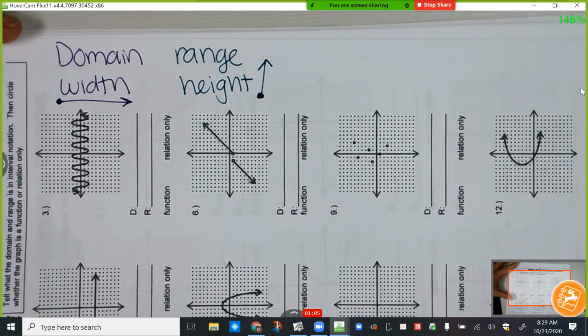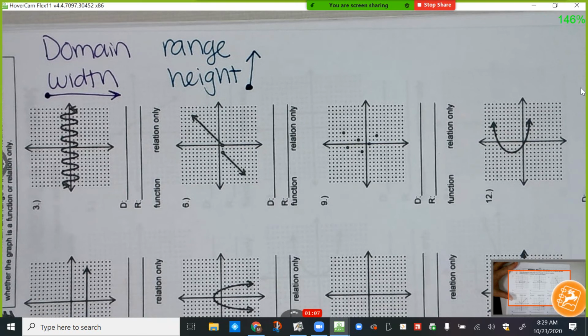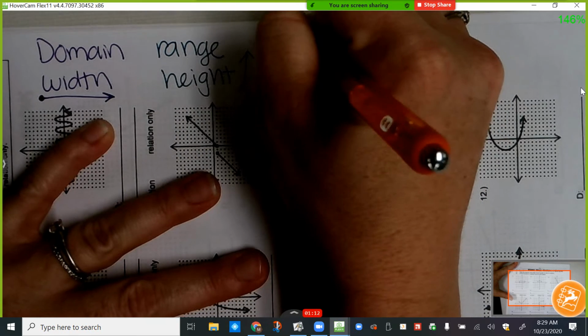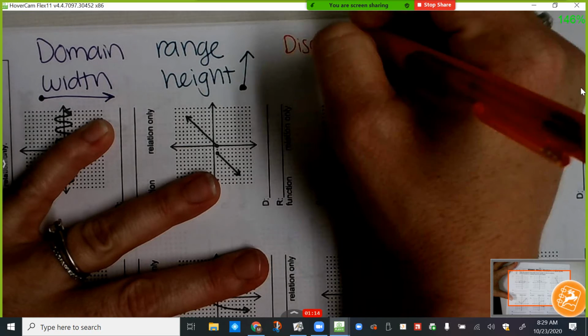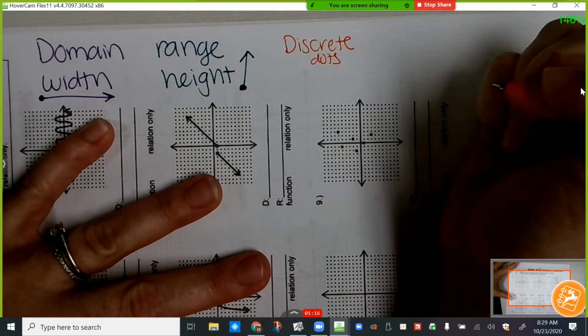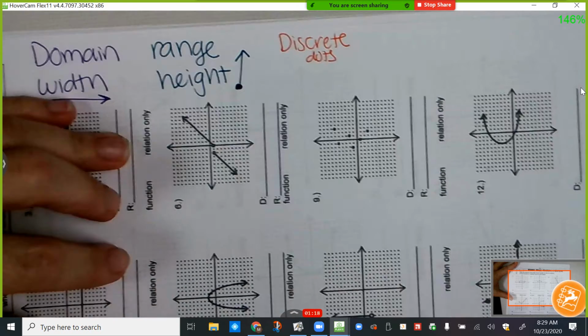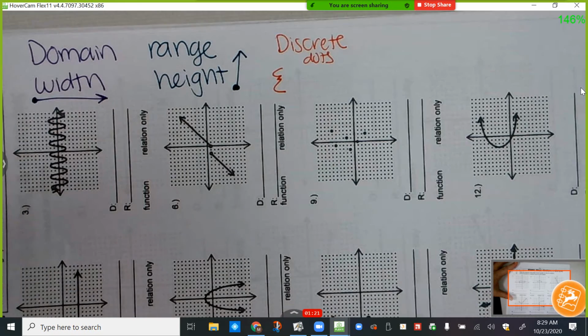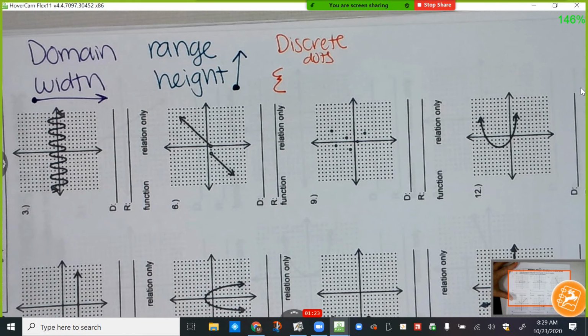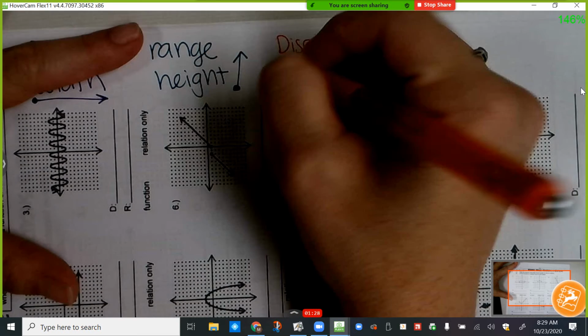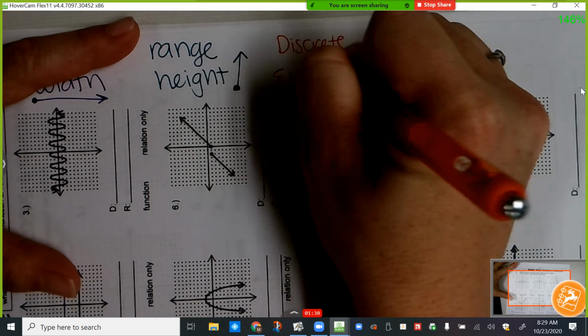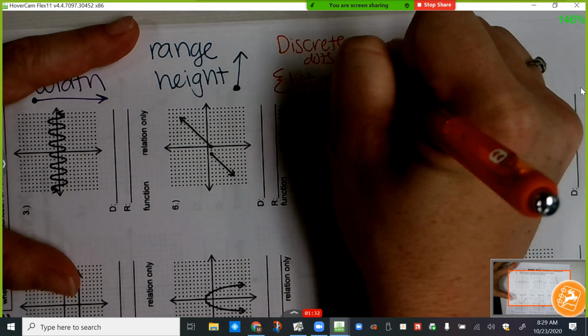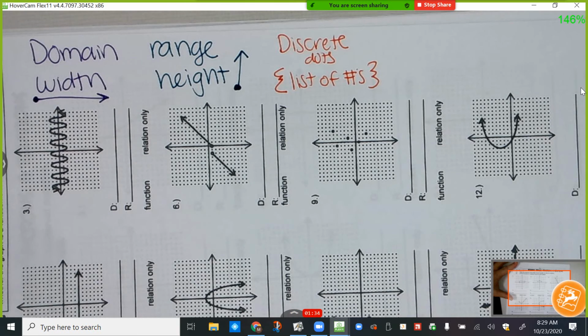Okay, we did talk about this yesterday, but I'm going to put it all in one spot too, just for y'all today. So discrete is when it's graphed with dots only, no lines. Okay, and you're going to use the brace. These are actually called braces. I know I call them fancy brackets, but if I'm being proper, they're called braces. And you're going to do a list of numbers inside fancy brackets. Braces. Okay?